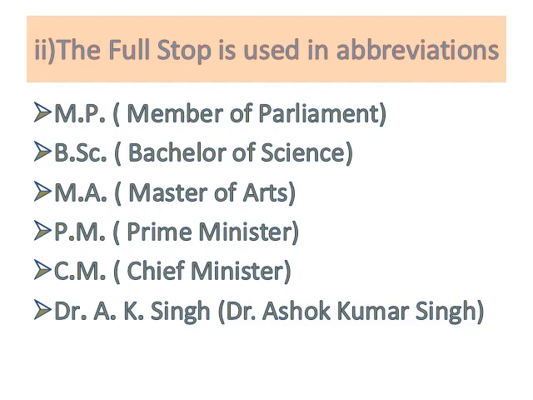We can write the titles and names also in this way. The name of a person is Dr. Ashok Kumar Singh. Here doctor is the title and the abbreviation used for doctor is Dr. So Dr. A.K. Singh. In all the examples, we see that full stop is used following abbreviations.